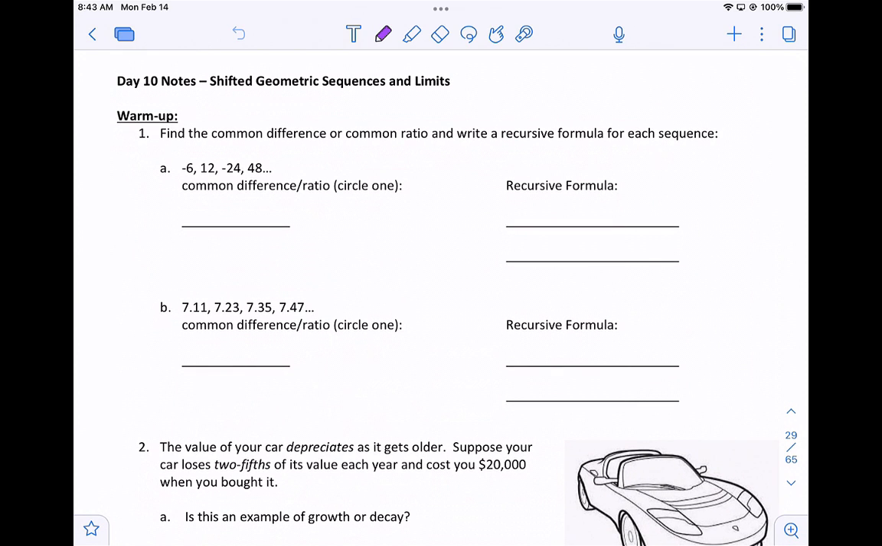Day 10 will look at something called shifted geometric sequences and limits. For the warm-up, we'll take a look at what we've been looking at in the past part of the unit. So the first part is I give you a sequence. Can you tell me, is it arithmetic or geometric?